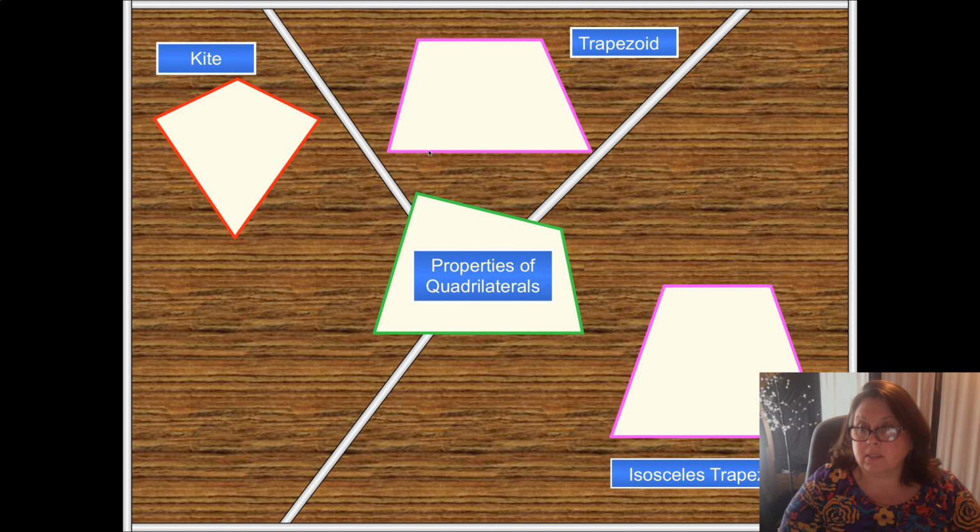We're going to be looking at the same types of properties. We're going to be looking at the sides, we're going to be looking at the angle measures, and we're going to be looking at the diagonals.